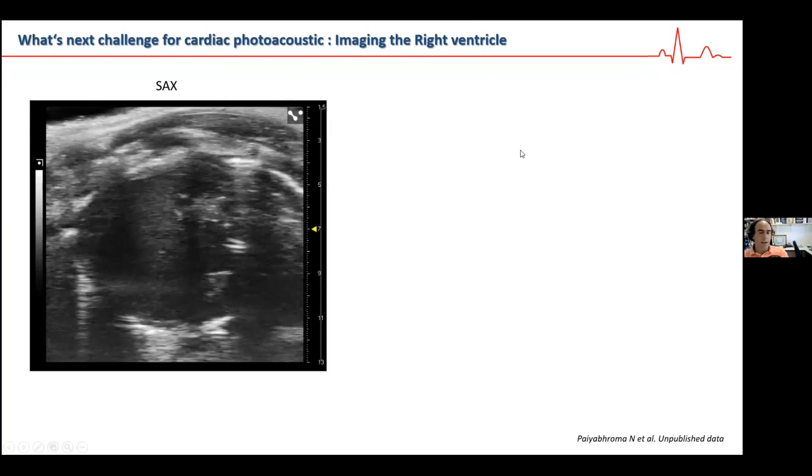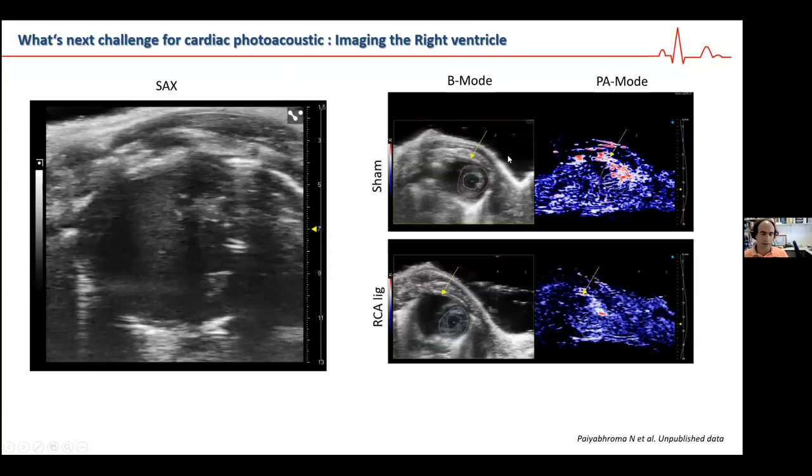But the challenge here was to image the right ventricle, especially for photoacoustic. It was not very easy. We needed to change the angle of the probe and the angle of the laser, but we were able to detect, in a short axis view, the oxygen saturation in the right side of the heart.